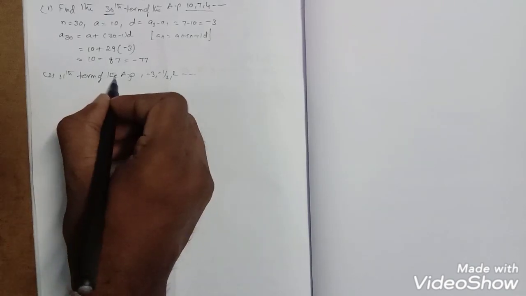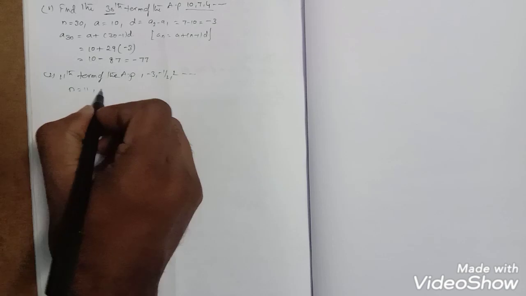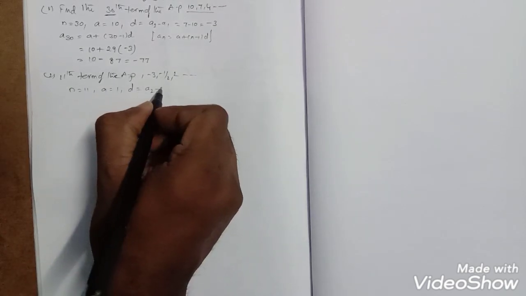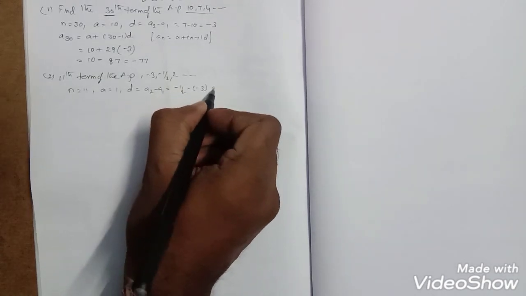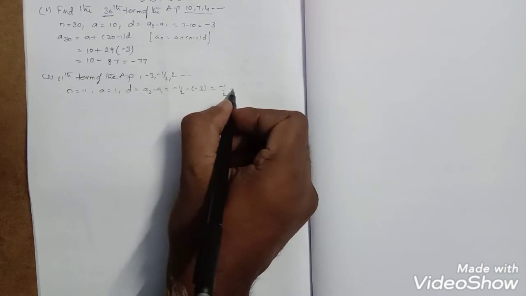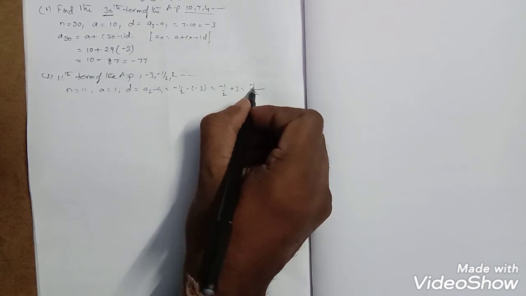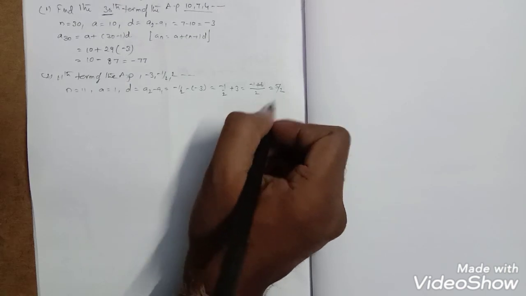So how are you finding the 11th term? As per the question, n is equal to 11 and here a is equal to minus 3, and d is nothing but a2 minus a1, that is minus 1 by 2 minus of minus 3. Now if I take values, you will get minus 1 by 2, minus into minus is plus 3. Now take LCM, so LCM is 2, so you will get minus 1 plus 6 is equal to 5 by 2. So here the d value is 5 by 2.